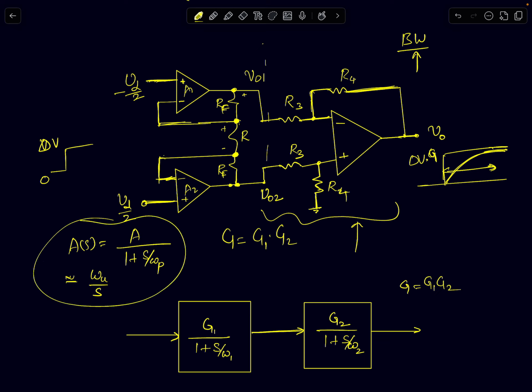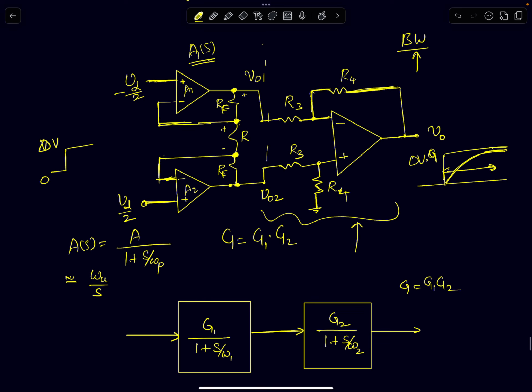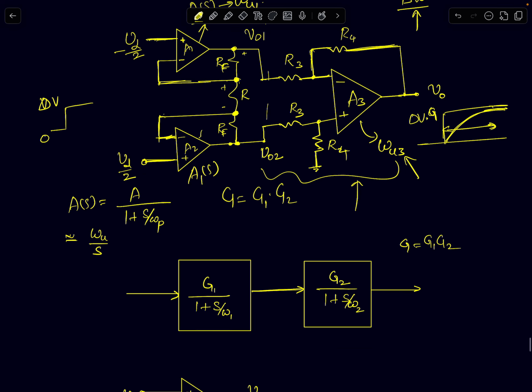Since there are two op-amps in the circuit, there are two stages in the circuit. I'm going to call the first stage frequency response simply A1 of S, which is the frequency response of both the first stage op-amps, and their UGB is omega U1. For the second stage op-amp, since I've used A3 as a notation for it, we will call omega U3 the UGB of the second stage op-amp. So I can write it this way.